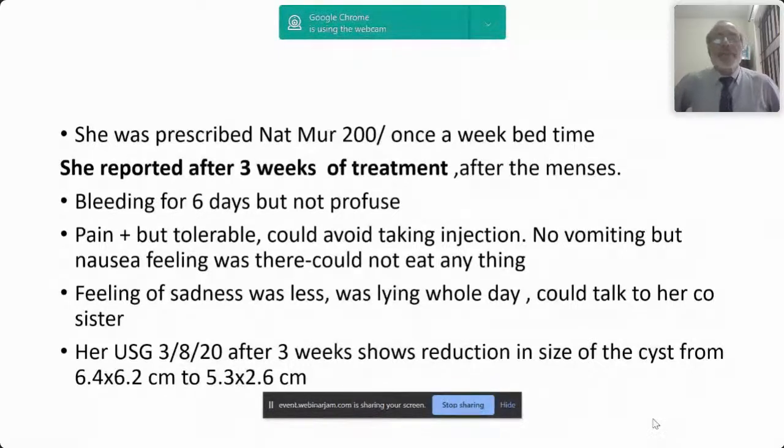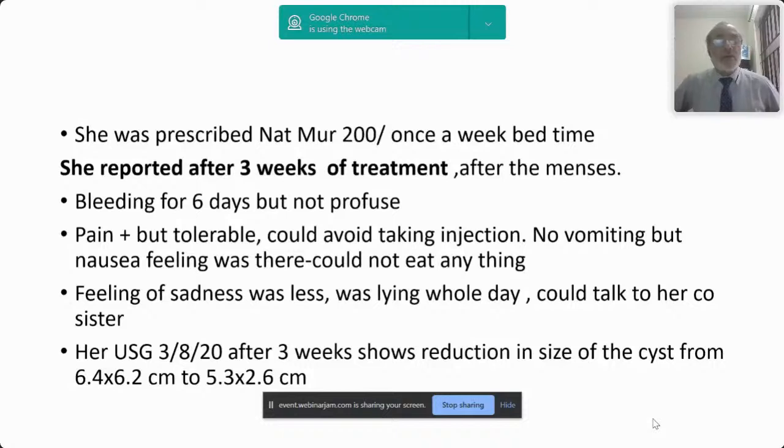She was prescribed natrum 200 once a week. She reported after 3 weeks, because that was the menses time. After the menses, bleeding for 6 days but not profuse. Pain was there but tolerable. This time she could avoid taking an injection. This is one lifetime achievement for them, you can say, because they wanted to avoid injections every month.